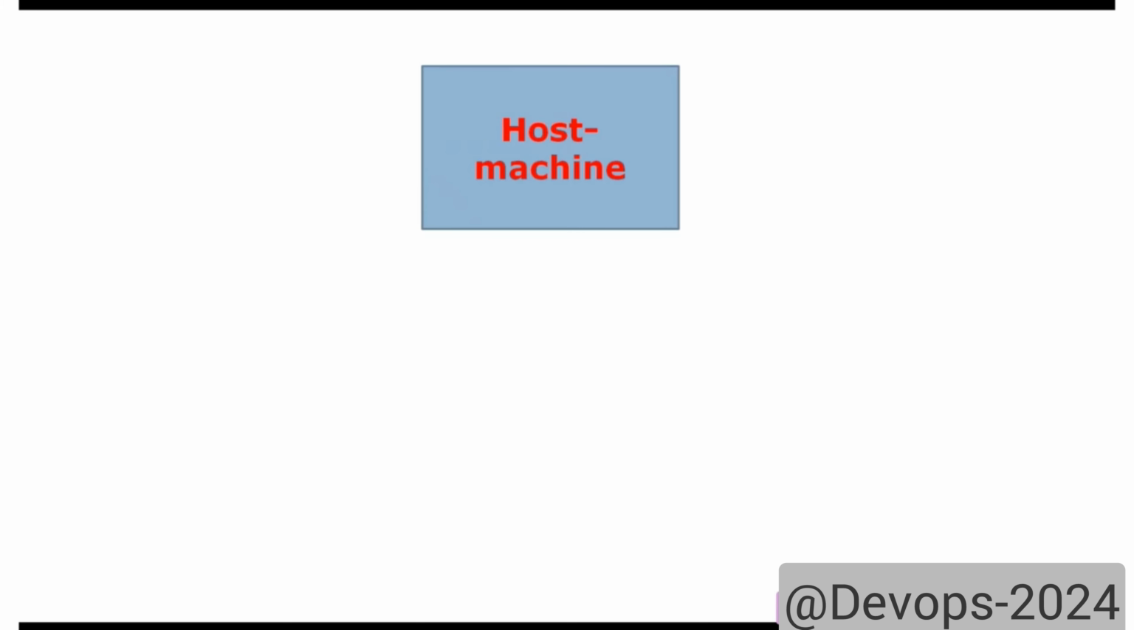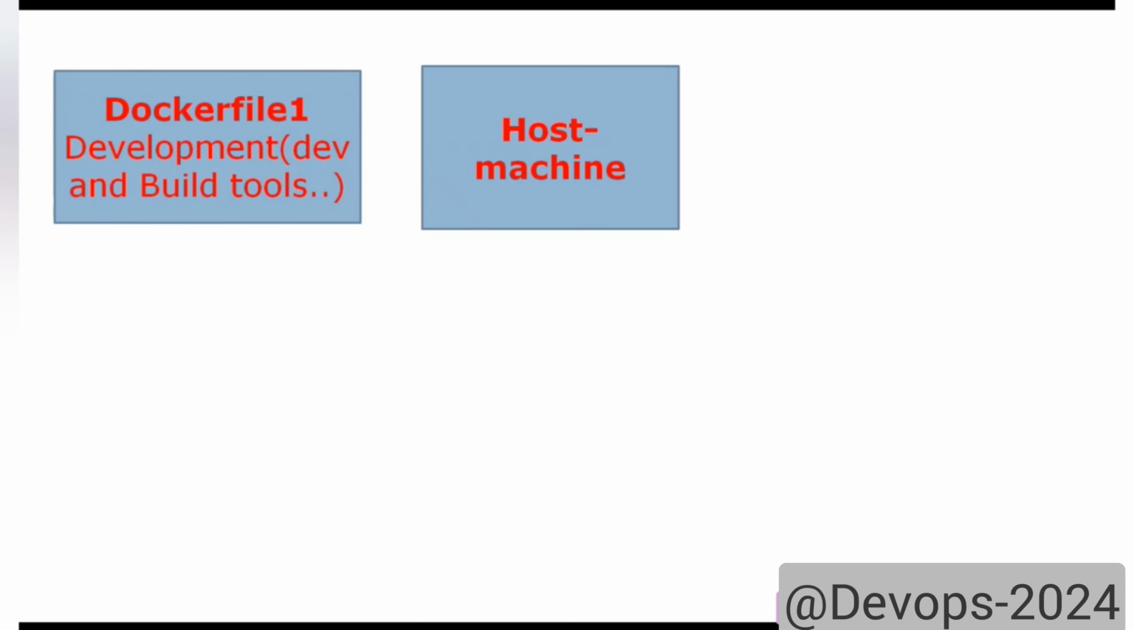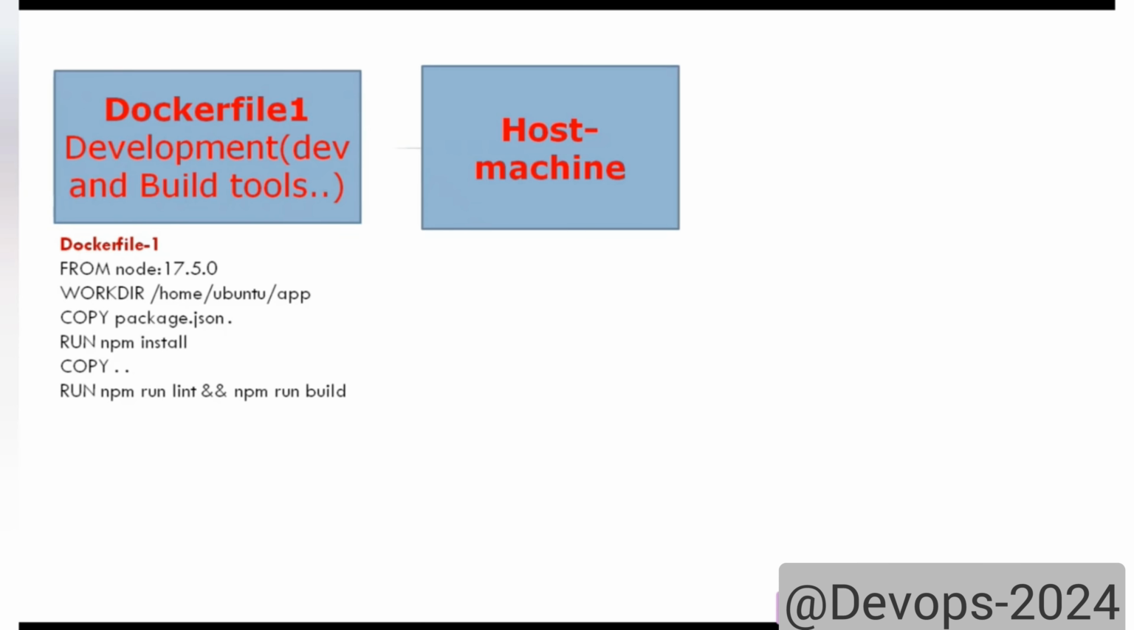Okay, so now see, the first one we can call Dockerfile 1. This first Dockerfile is only for development, and it contains everything needed for development, such as build tools, development tools, and other files. For example, here I have taken Node and used a couple of instructions to build the Docker image. In this Dockerfile 1, we just build the application and copy that output, the artifact or build output, to the host machine.